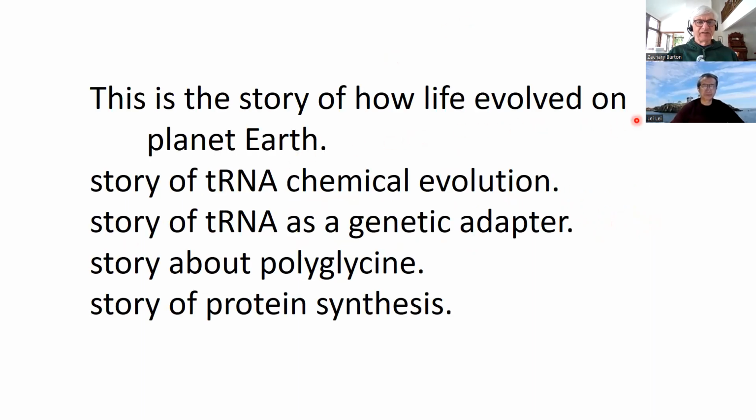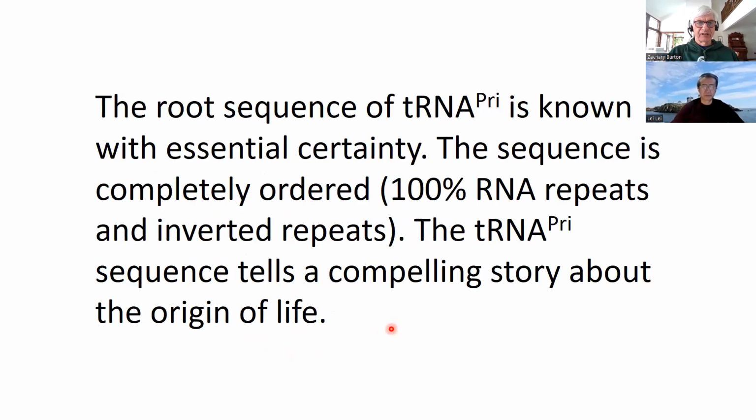It's a story of how life evolved on planet Earth, and it deals with chemical evolution of tRNA, with tRNA as a genetic adapter, and with polyglycine and protein synthesis. So I'm going to answer the question of where protein synthesis comes from. The root sequence of primordial tRNA is known with essential certainty. The sequence is completely ordered. That's 100% RNA repeats and inverted repeats. These are stem loop stems. The tRNA primordial sequence tells a compelling story about the origin of life.